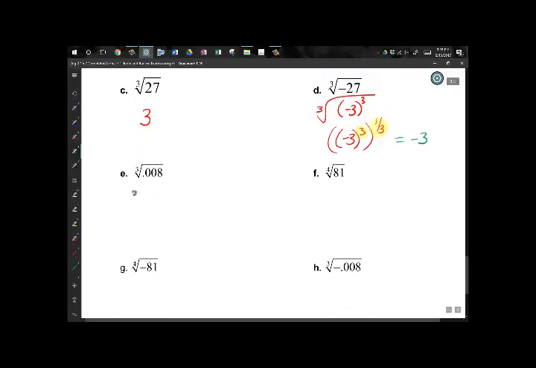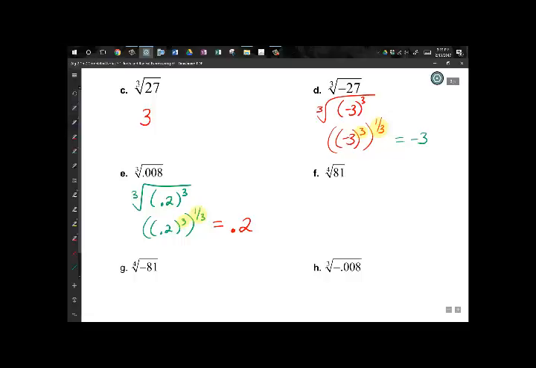0.008 is really thought of as 0.2 to the third. So you have 0.2 to the third raised to the 1/3. Once again, 3 times 1/3 is 1. So the cubed root of something cubed is what's inside, or in this case, 0.2.